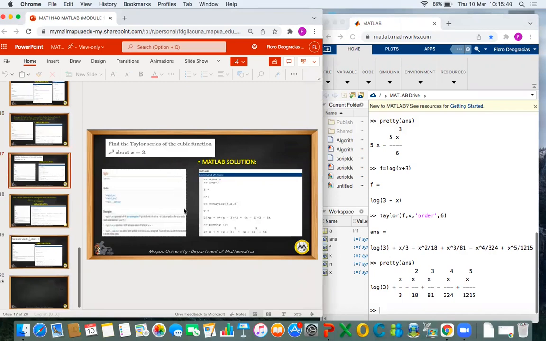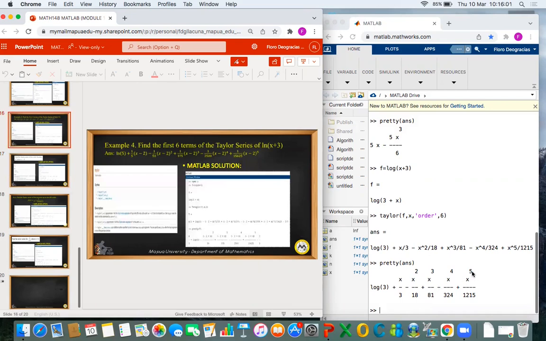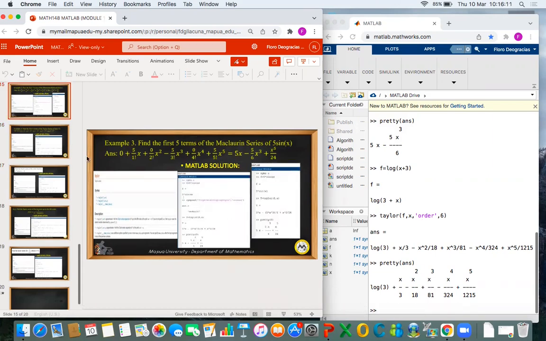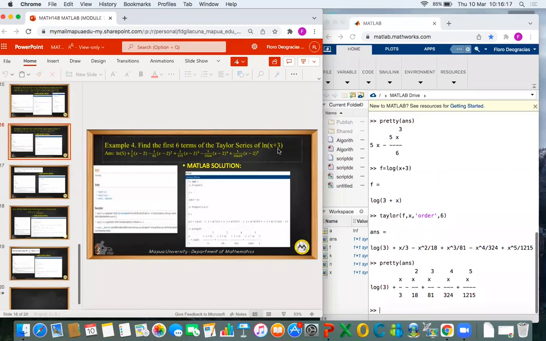Okay, what about this one? Find the Taylor series of the cubic function. By the way, class, I know already why I have this different answer, because let us go back to that. This is considered as Maclaurin because it is evaluated at x equals 0, right? So what we will do here is to use the value negative 3.